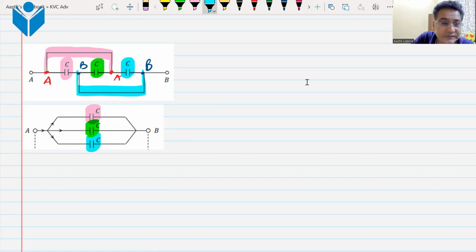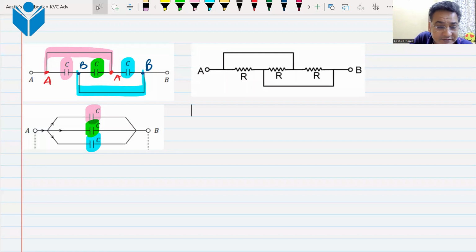Yes, sir. What will be the answer in this case? The question has been changed from capacitor to resistor. What would be the answer in this particular case?